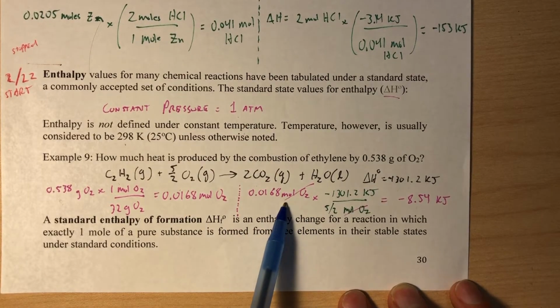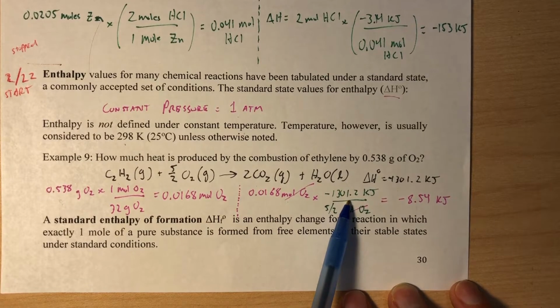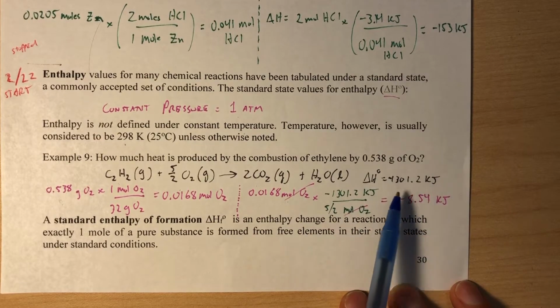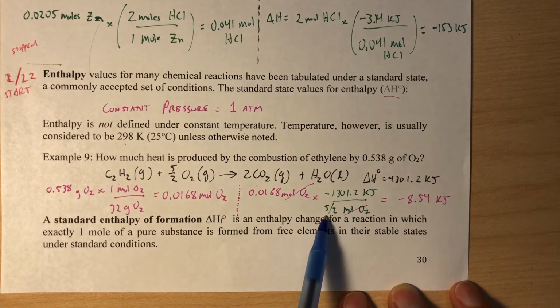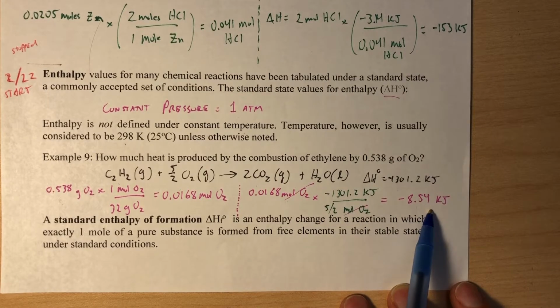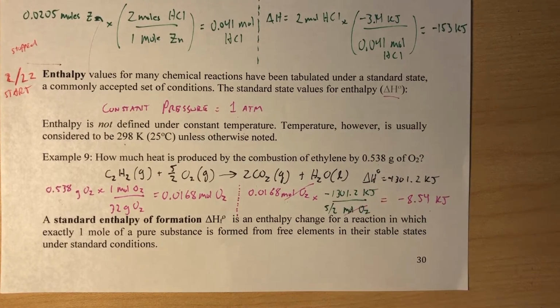We then calculate how much energy is released by that many moles of oxygen, and we can take the negative 1,301.2 kilojoules per 5/2 moles of oxygen, because remember, this enthalpy value is per coefficient of the reaction. So you have to divide by 5/2 moles, and that ends up giving us a value of negative 8.54 kilojoules of heat energy released when about 1/2 gram of oxygen is reacted with ethylene.